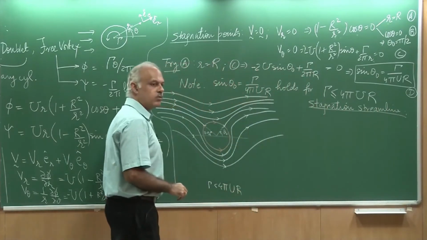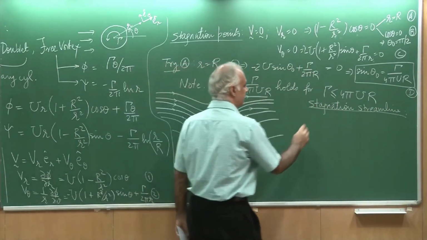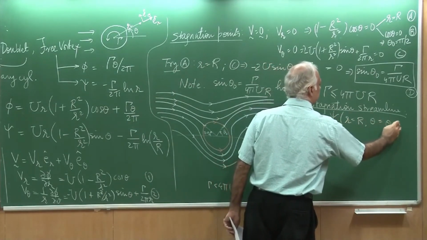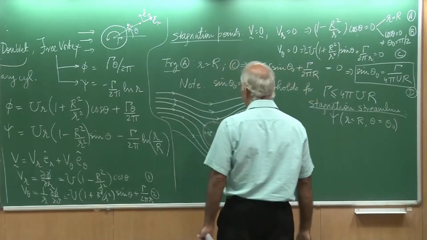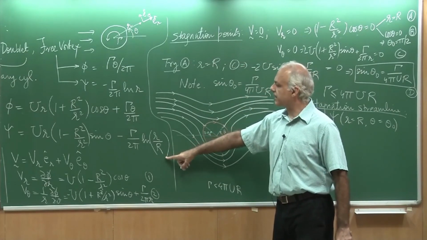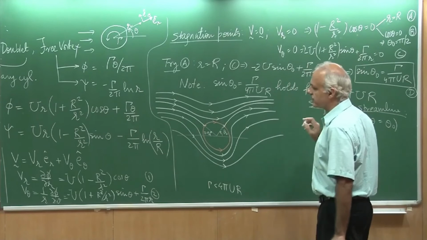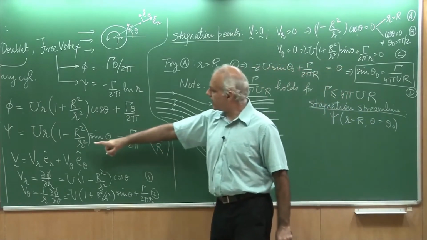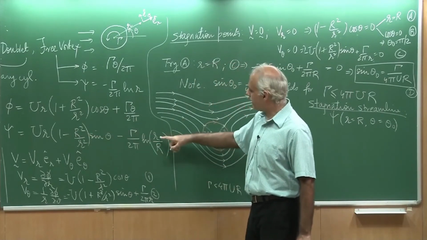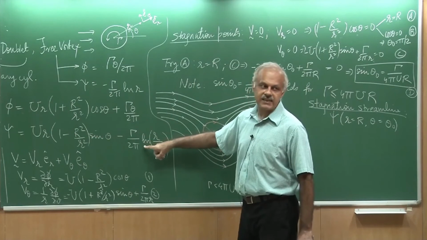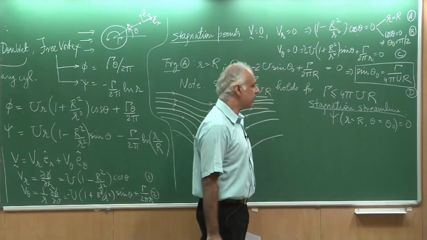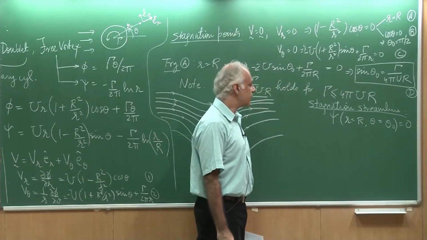So first I calculate what is the value of psi at r equal to capital R and theta equal to theta naught. So let's do that. I would take this expression for psi and substitute in it these values. So let's put small r equal to capital R. So the first term disappears, and again if I put small r equal to capital R, the second term also disappears. So this is 0. So at the stagnation points I get psi equal to 0.